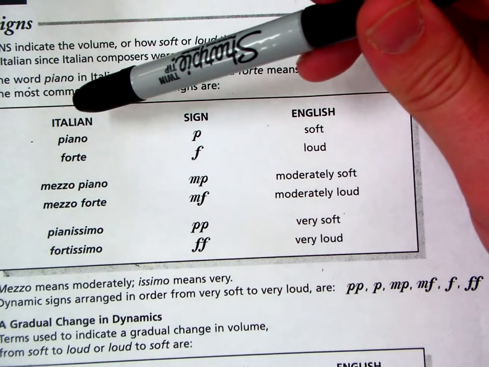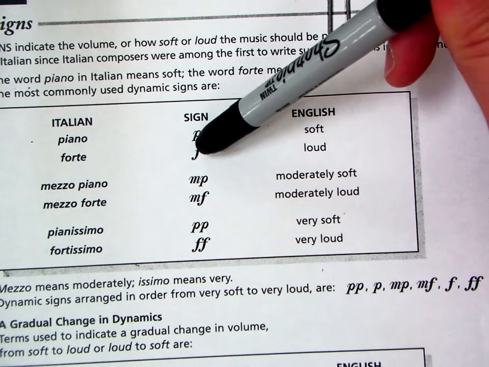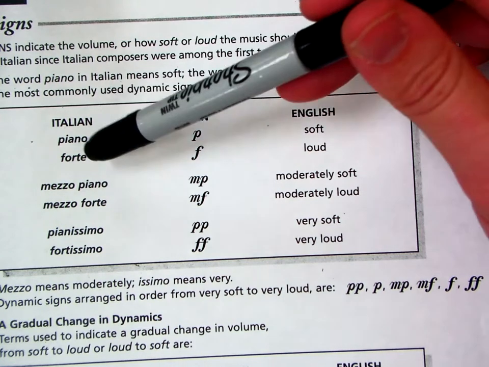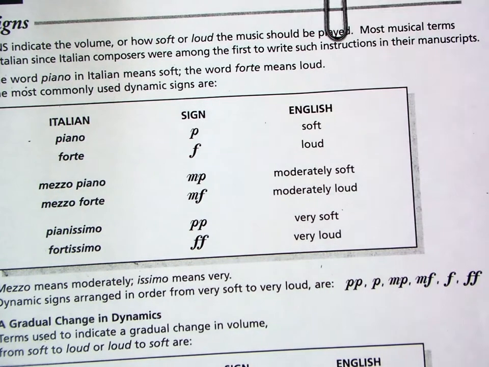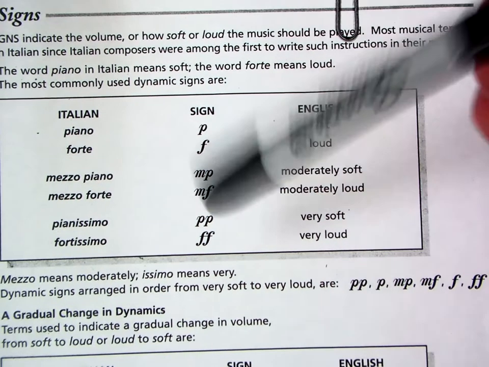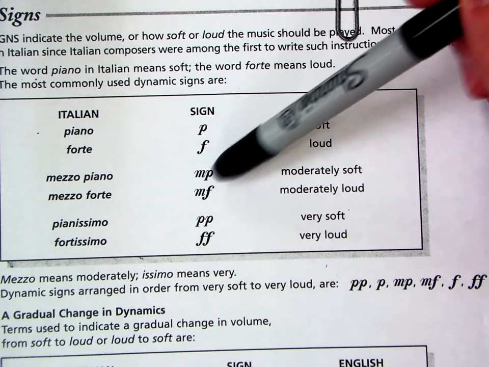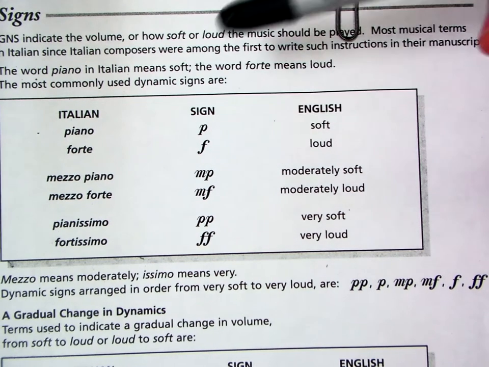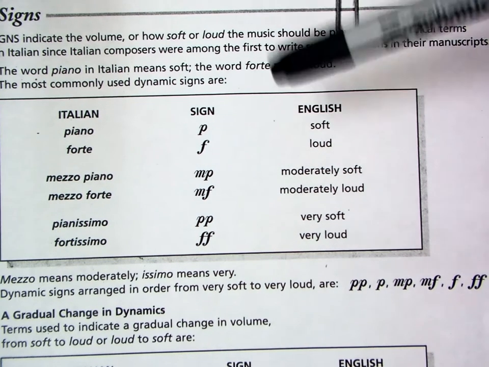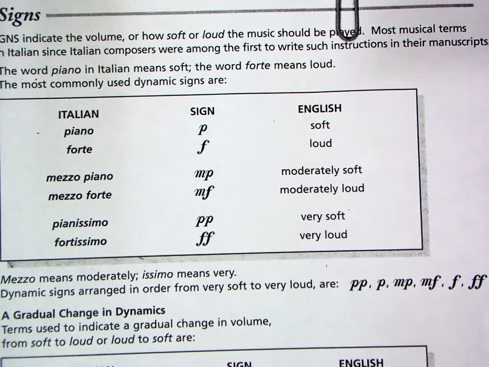Forte, the Italian term right there, has the sign F, and it means to play loud. Anytime we add the word mezzo, M-E-Z-Z-O, to a word, it means medium or moderately. So if we say mezzo piano, it means moderately soft, and the abbreviation for it is MP. Mezzo forte means moderately loud, and that's MF.